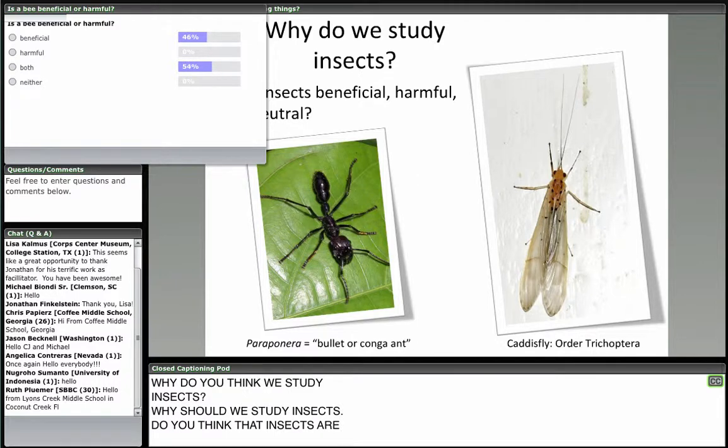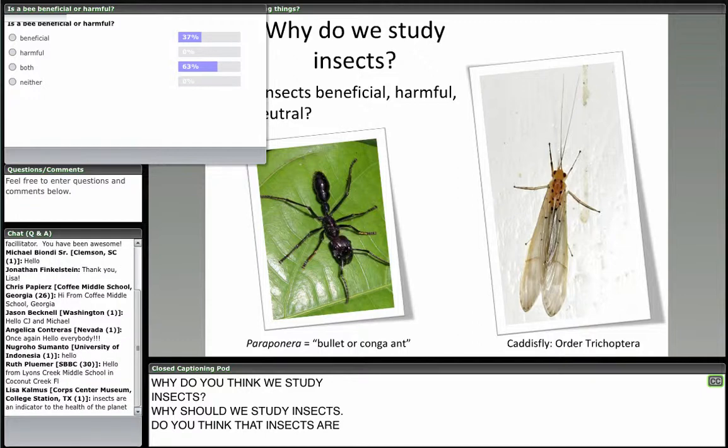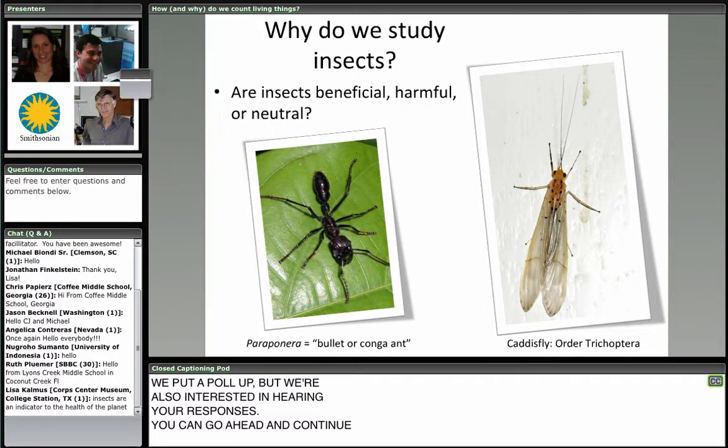Okay, so I'm seeing you guys switching back and forth between beneficial and both. Okay, well, yeah, I think the answer is both. It depends on what species of insect you're talking about. If you're talking about insects that pollinate fruits, they're of course very important. If you're talking about insects that transmit disease or insects that are pest species, then they're harmful. Some species could be beneficial in one ecosystem and harmful in another. I think that's what makes insects so fascinating, is that they are everywhere and that they fulfill so many functions, and we use them for so many things, yet we fear them for so many reasons.